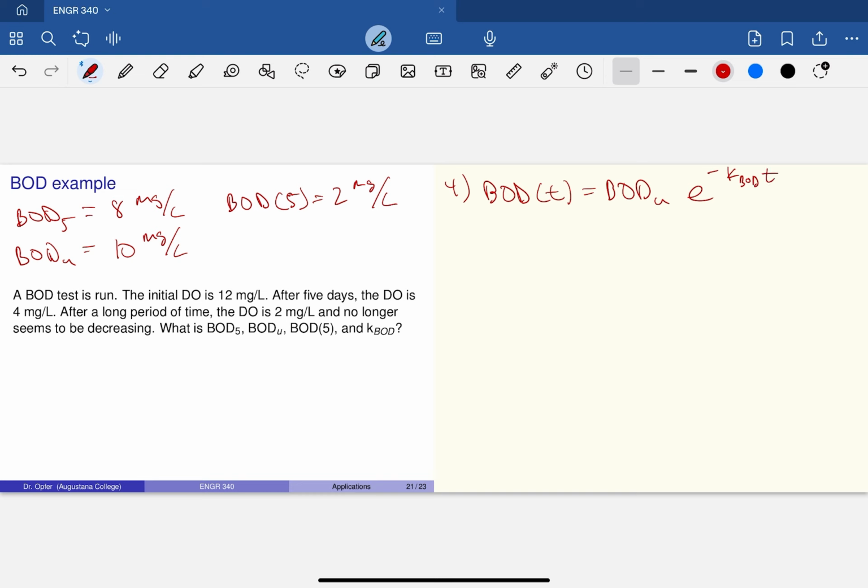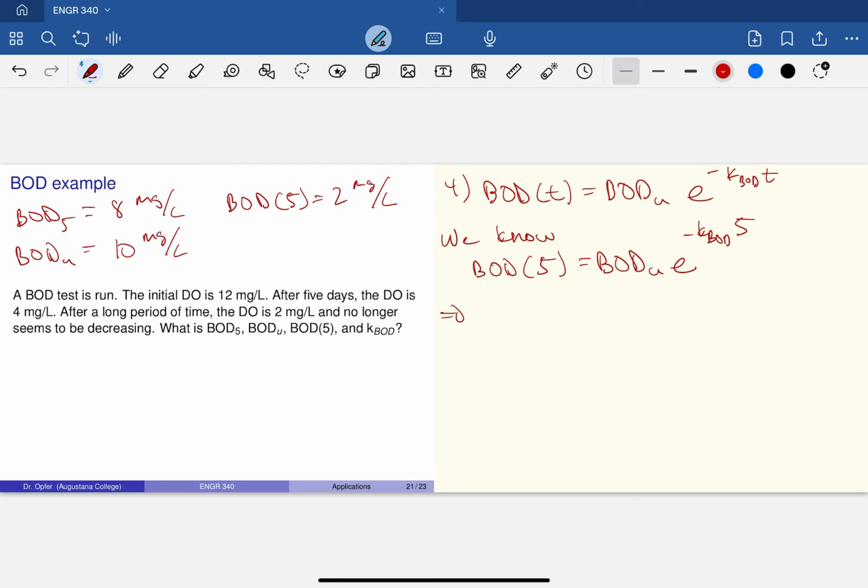Now let's think about what we know. We know this is a constant, and we know this at a very particular time, right? So we know that BOD at time t equals 5 days is equal to BODU times e to the minus KBOD times t, with t equals 5 days. This is known, 2 milligrams per liter. This is known, 10 milligrams per liter. 5 is just 5, and so we can rearrange this to solve for KBOD.